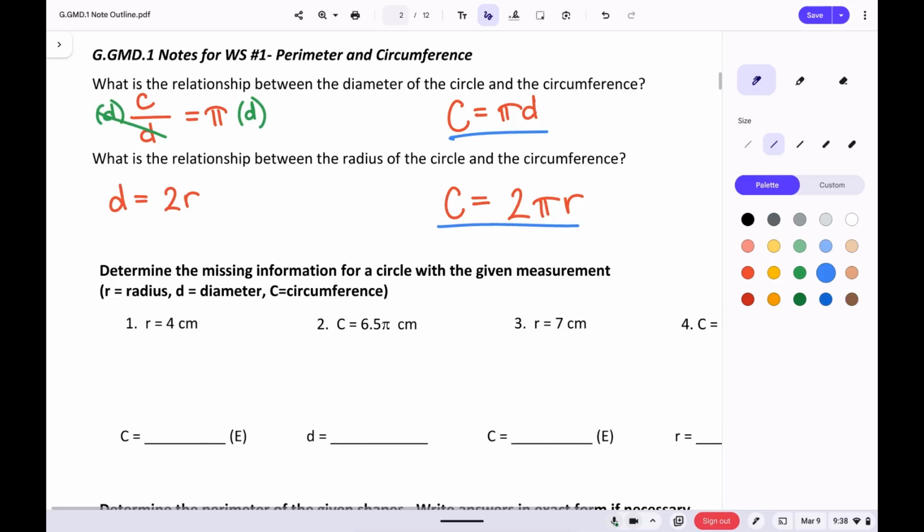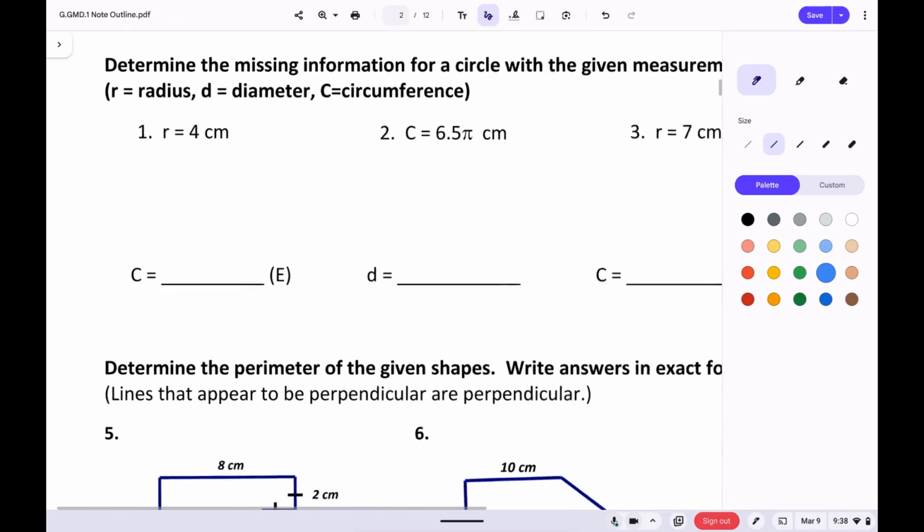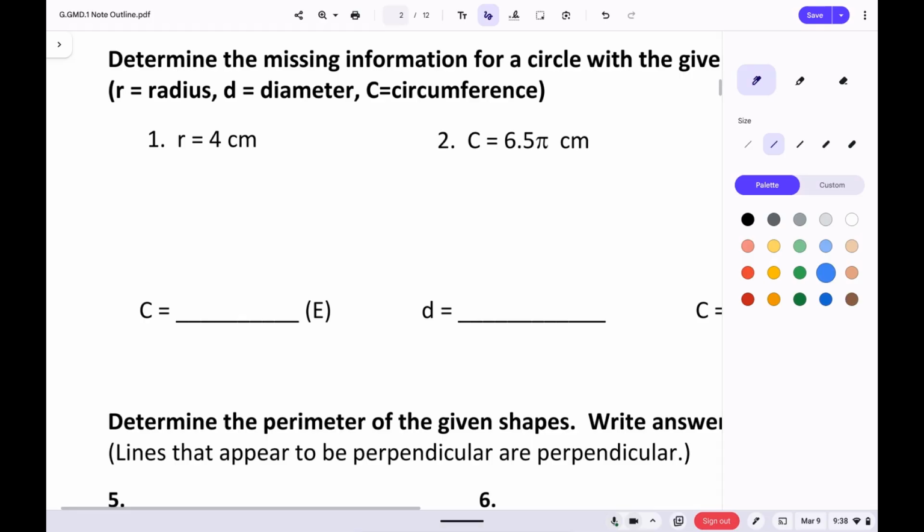All right, so what we're going to do now is down below, they're going to give you something about a circle. Maybe they give you the radius, maybe the diameter, maybe they're giving you the circumference, and then they want you to find something about that circle using the information provided. If we look at 1 together, we are given the radius. It says little r equals 4 centimeters, and they want us to find down below circumference.